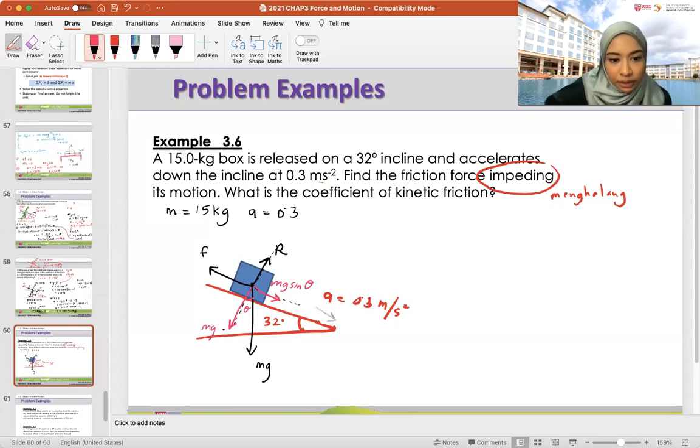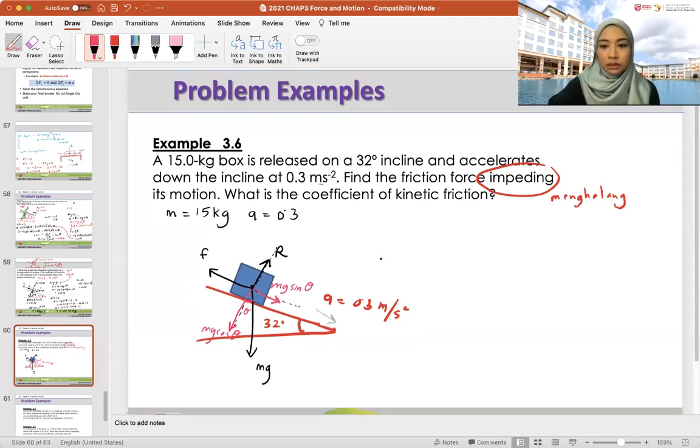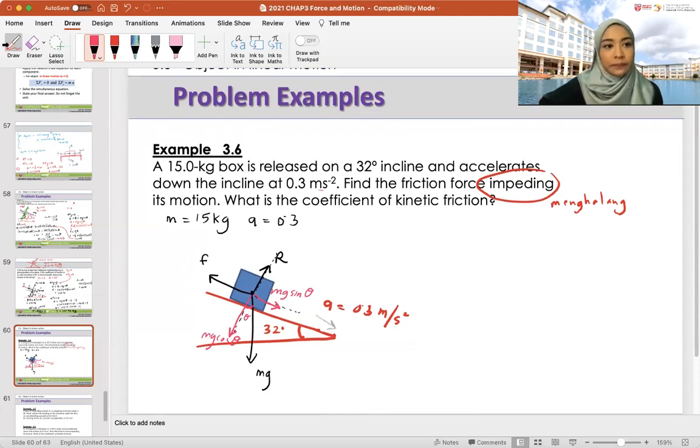So what do we do with our acceleration? We write the condition. Is my box flying or not? Is it trying to fly? Does it have the tendency to fly?